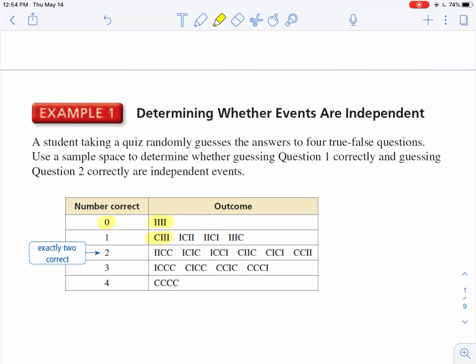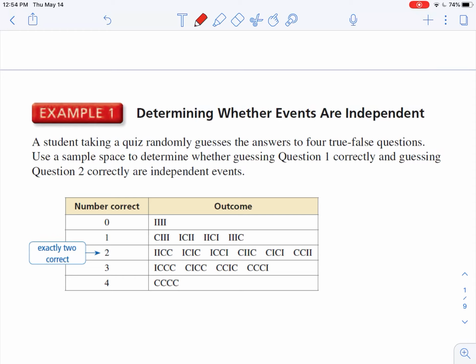Here they guessed the first question correct. Here they guessed the second question correct. Here they guessed the third question correct. And here they guessed the fourth question correct. But in each of those different outcomes, they really only got one problem right. And so this is a sample space considering the scenario that we're going to look at in solving this problem.